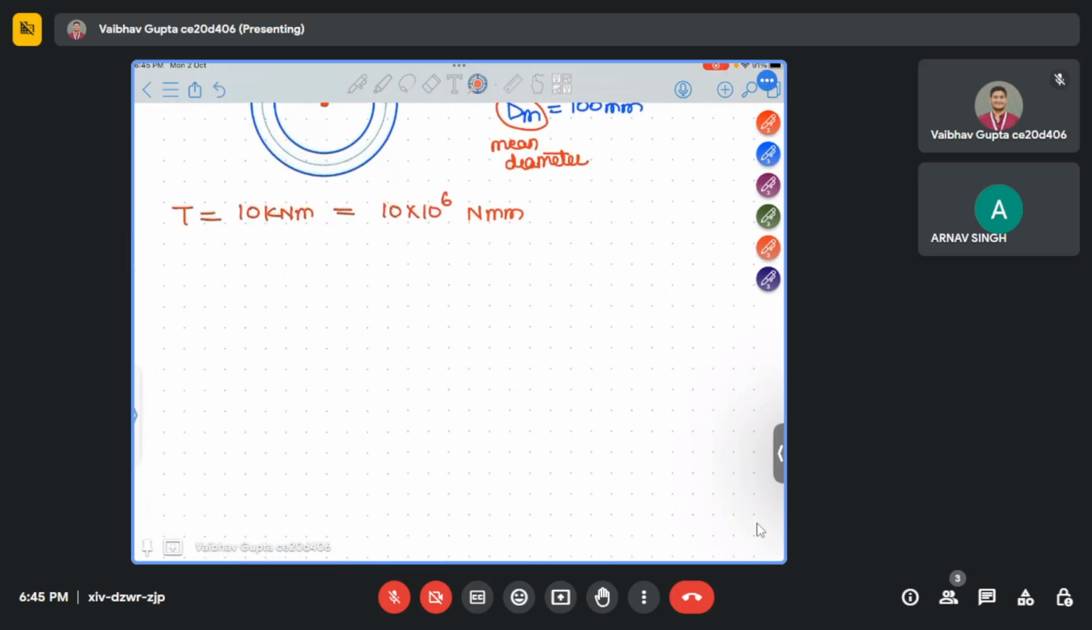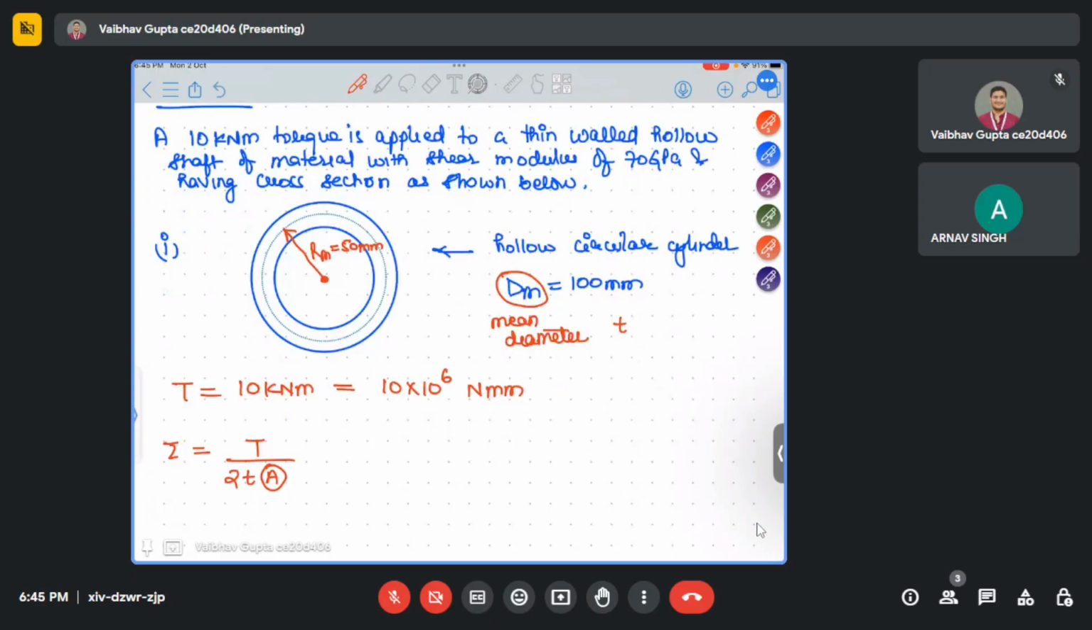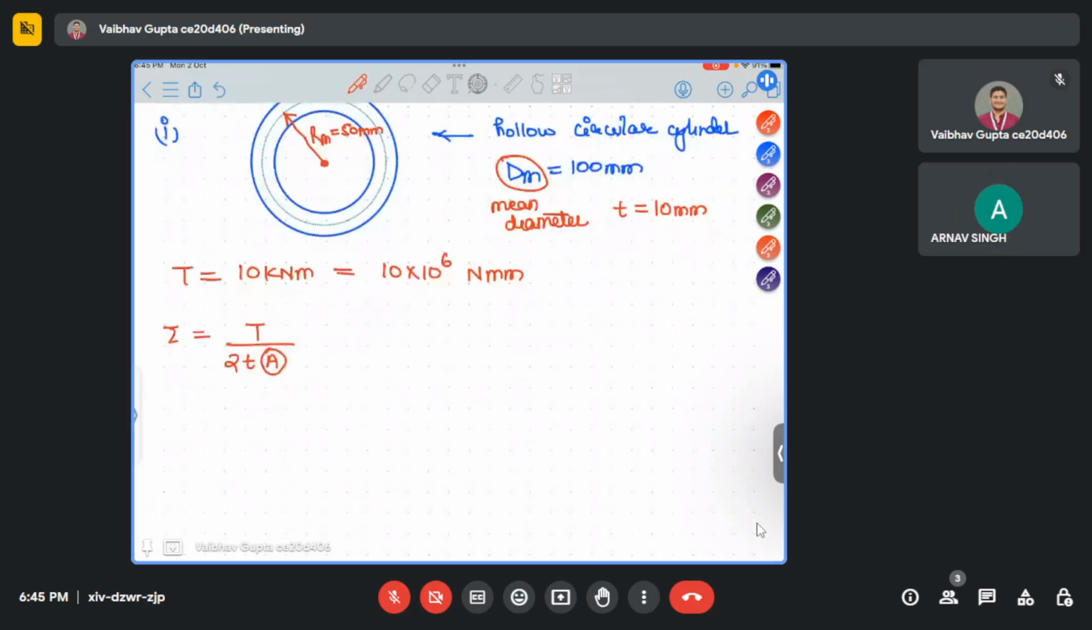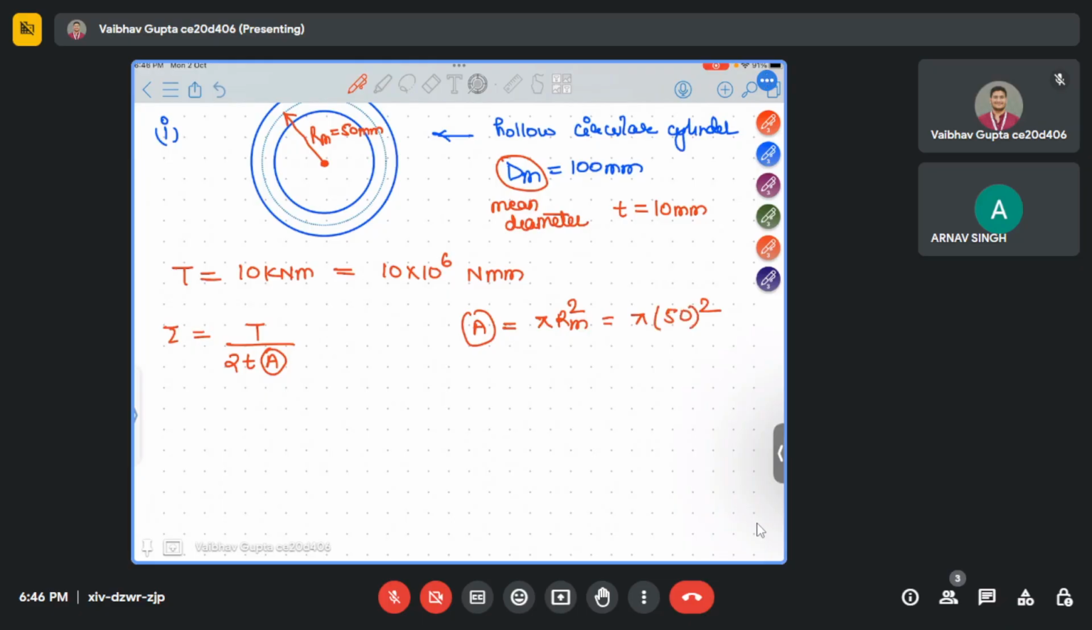So shear stress tau is given as T upon 2 into t into A, and the thickness of this section is 10 mm, which is also given to us. Now what is the enclosed area for a circle? Pi r square. Yes sir. So it's nothing but pi into 50 square.